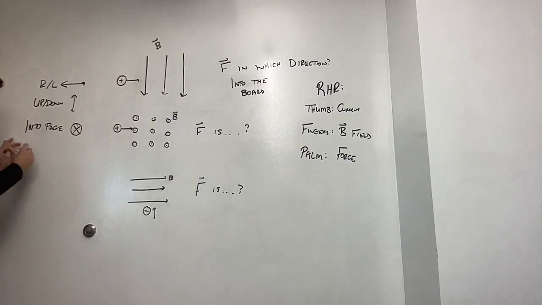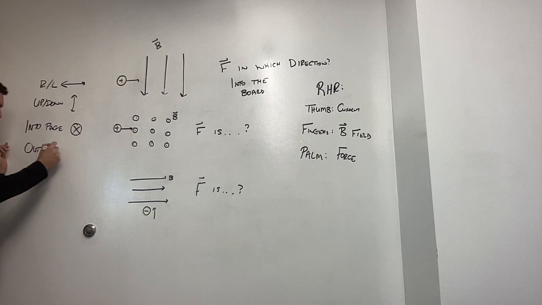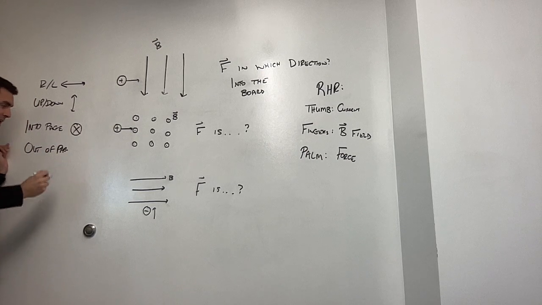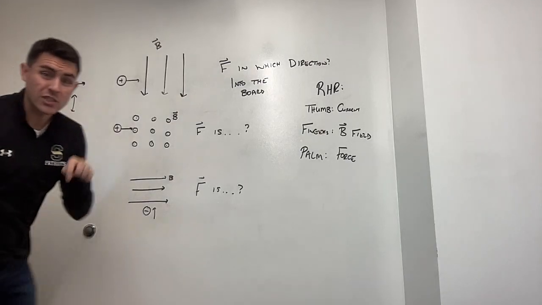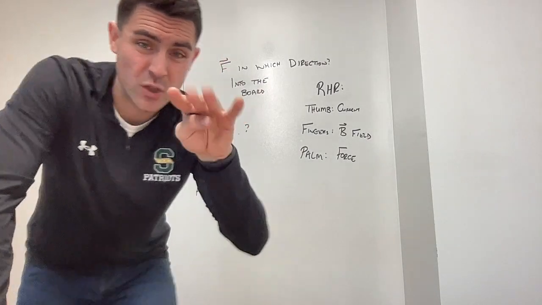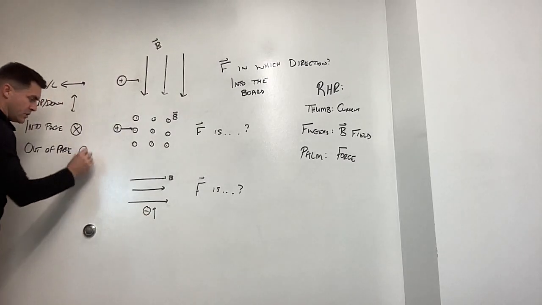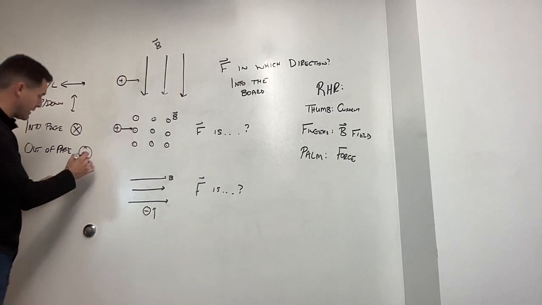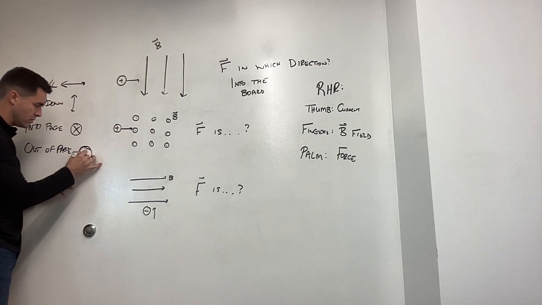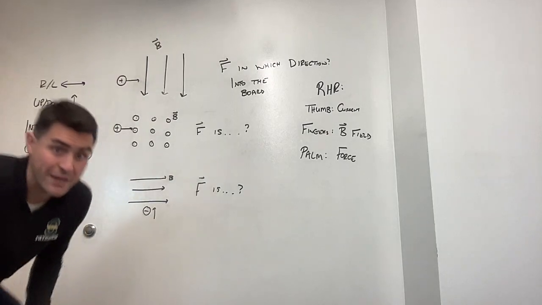Right? And then out of the page, that vector looks like the tips of fingers coming at you. If you see my fingertips coming right at you, it looks like little dots. So out of the page is like eyeballs looking at you. So I have a little dot right there. So it's a circle with a dot in the middle because it's coming out at you.